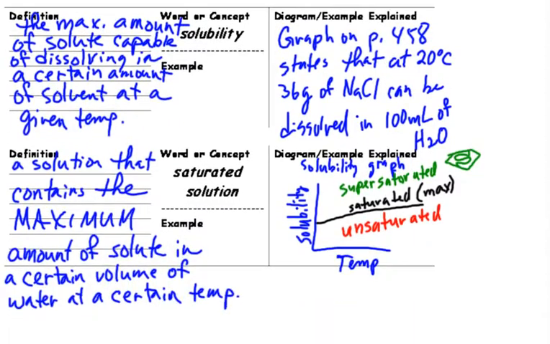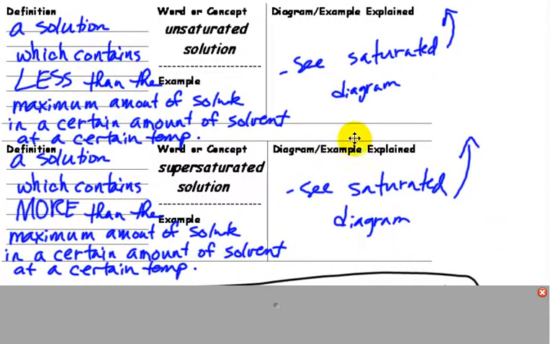And then saturated, unsaturated, and supersaturated. For example here, I just use that graph. Anything that's on that line illustrates the maximum amount of solute, so that is saturated. Any amount that's dissolved below that line is considered an unsaturated solution, and anything that contains more than it should is supersaturated. And of course, lastly, unsaturated, just see that previous diagram: a solution which contains less than the maximum amount of solute in a certain amount of solvent at a certain temp.